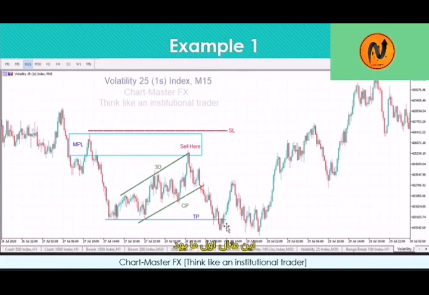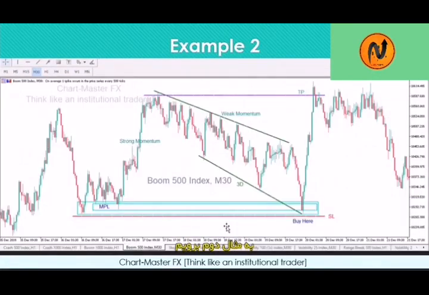So this is example number 1, guys. Let's go to example number 2. On example number 2 here, we are in boom 500 index on M30. So guys, we have our MPL here. Once you identify your MPL, you can see, guys, there was a weak momentum to the valid MPL, and as you can see, guys, this is more of a momentum shift, guys. The price came and went up with strong momentum and it came with weak momentum.